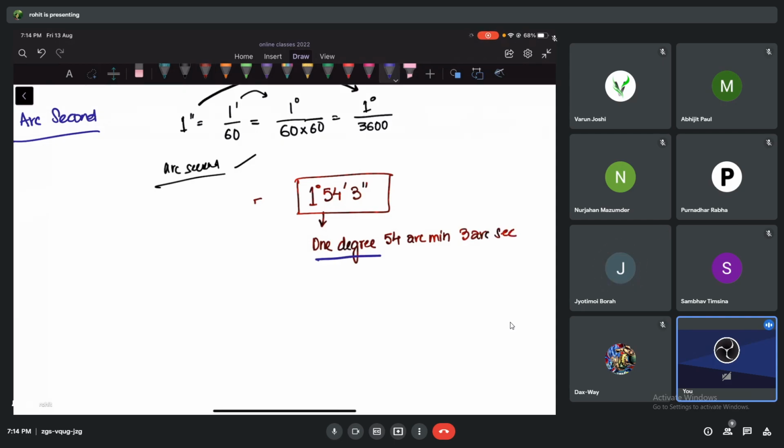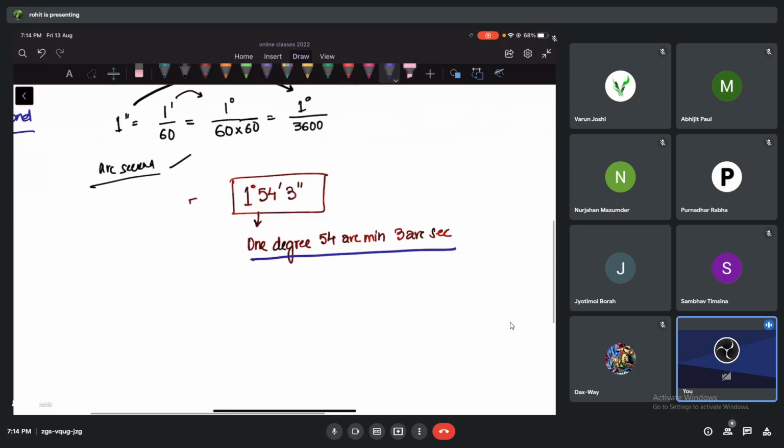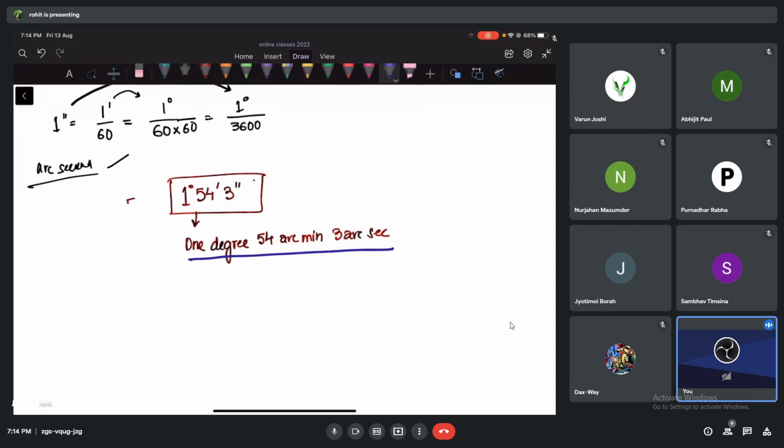So this is what we did. Now let me show you how to convert, very quickly. Let's convert into degrees. See, guys, I already have 1 degree, so I'm going to write 1 degree. I don't have to convert that 1 degree, we already have it in degrees, but the 54 minutes can be converted.